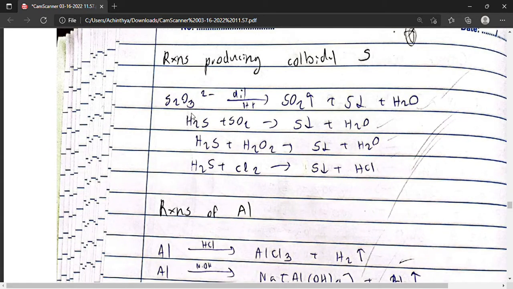In these cases, hydrogen sulfide acts as a reducing agent. So that is to say that hydrogen sulfide oxidizes itself into sulfur, into colloidal sulfur in this case, while reducing these compounds to their respective reduced forms.